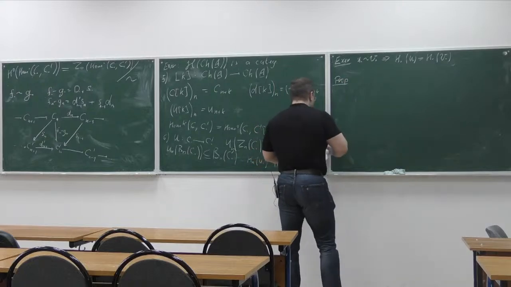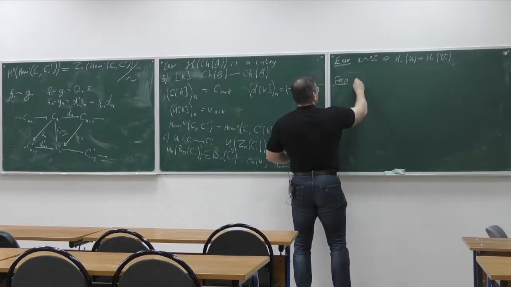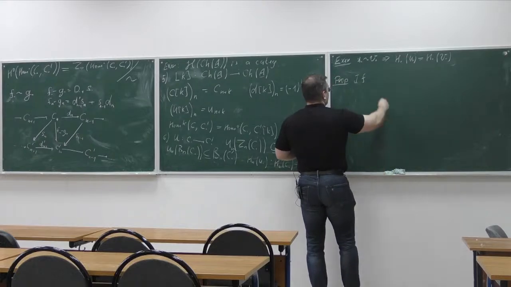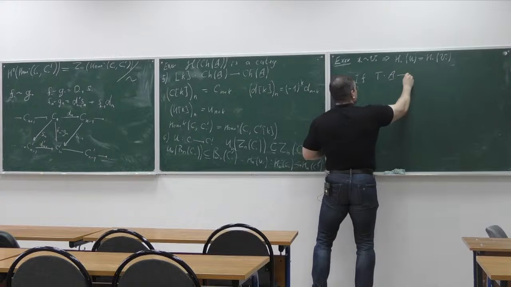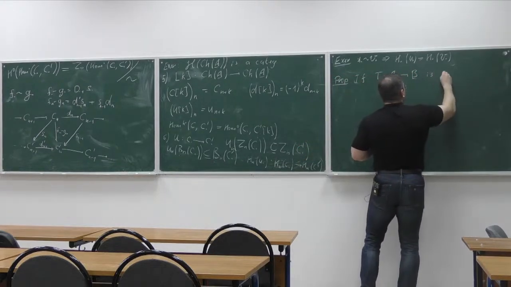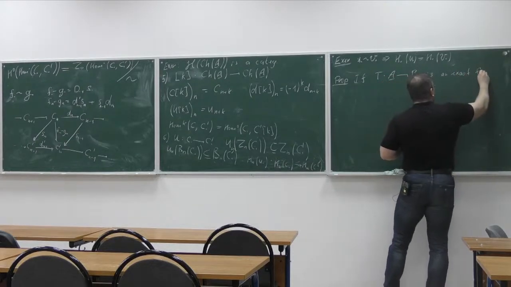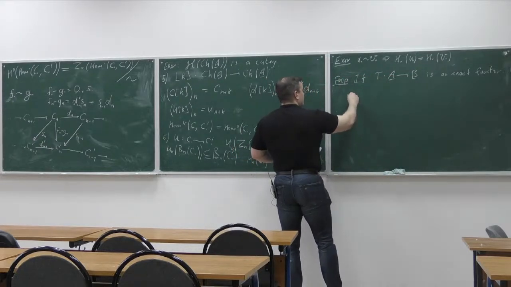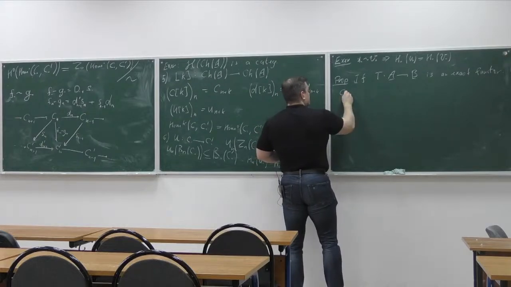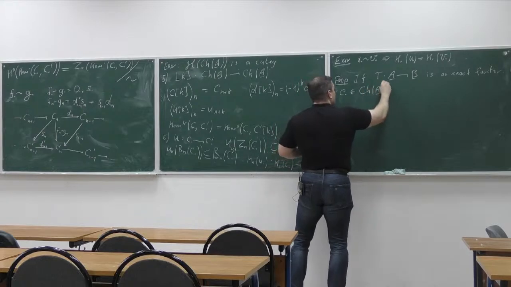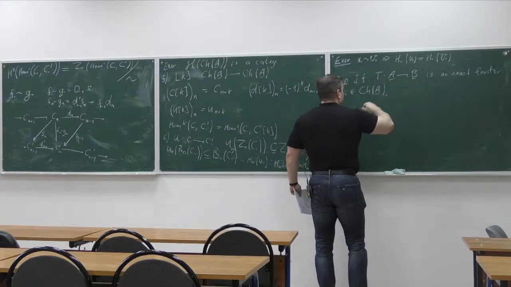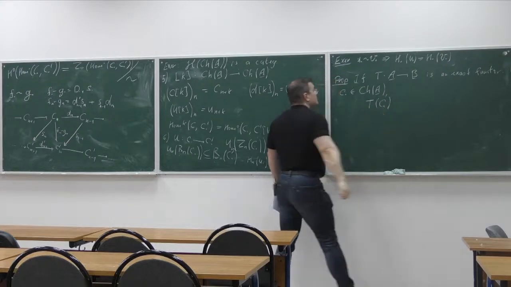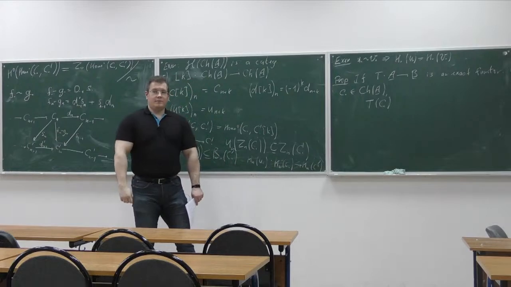So the first proposition, which is quite easy, I'm not even going to prove this. If you have the situation where T from A to B is an exact functor, then you can take a complex C, say in the chain complexes over A. Well, you apply T to this complex. This will now be a complex in B, right?